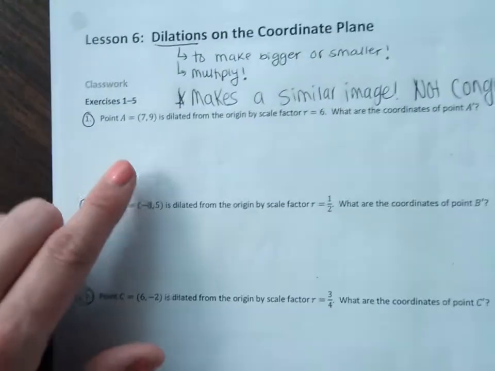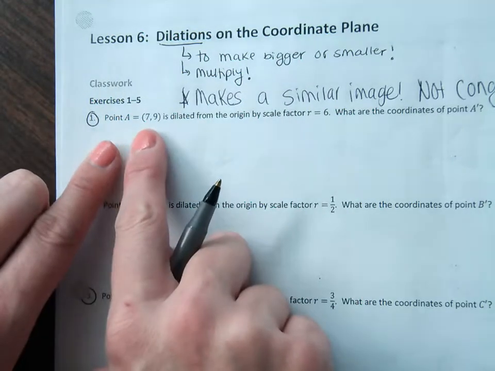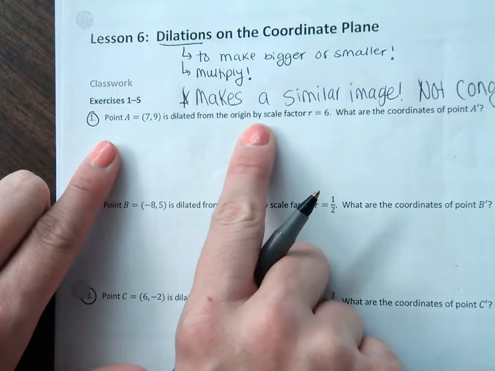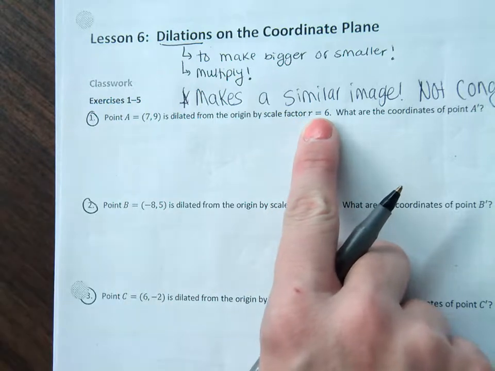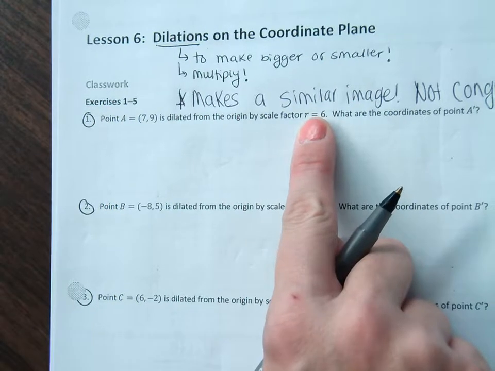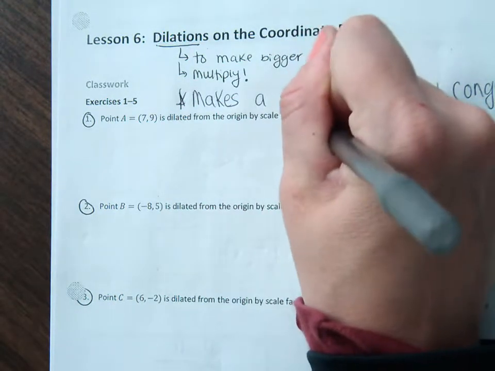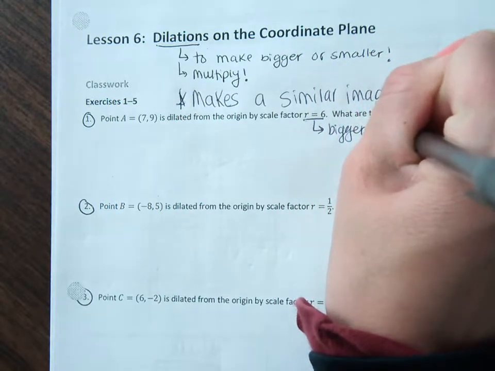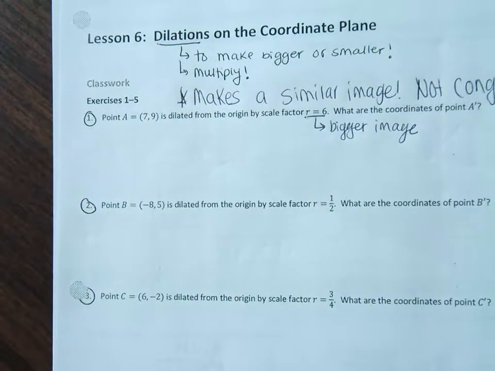So it says point A is located at 7, 9, is dilated from the origin by a scale factor of r equals 6. So since my scale factor is over 1, our image is going to get bigger. And right now we're just practicing our multiplying.